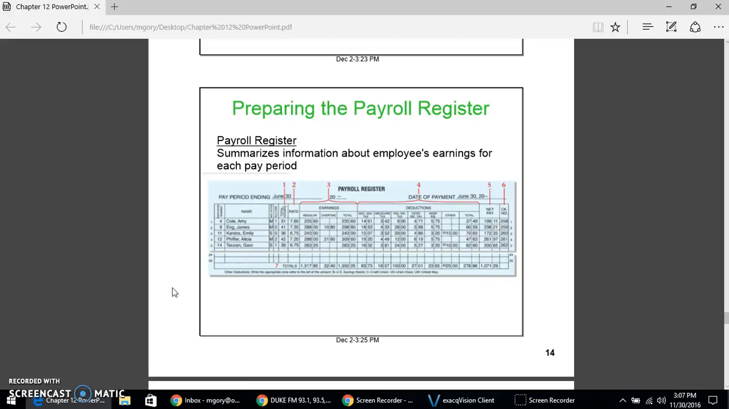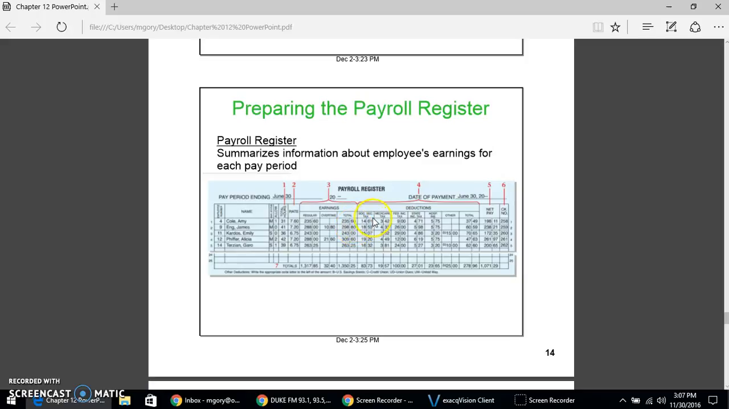Item number 1, which is right here, is the total hours worked by the particular employee. The next column is the rate, that is the hourly rate or the hourly pay. Then number 3, the combination of these 3 columns is the calculation of the earnings: regular, overtime, and then totaling them up.